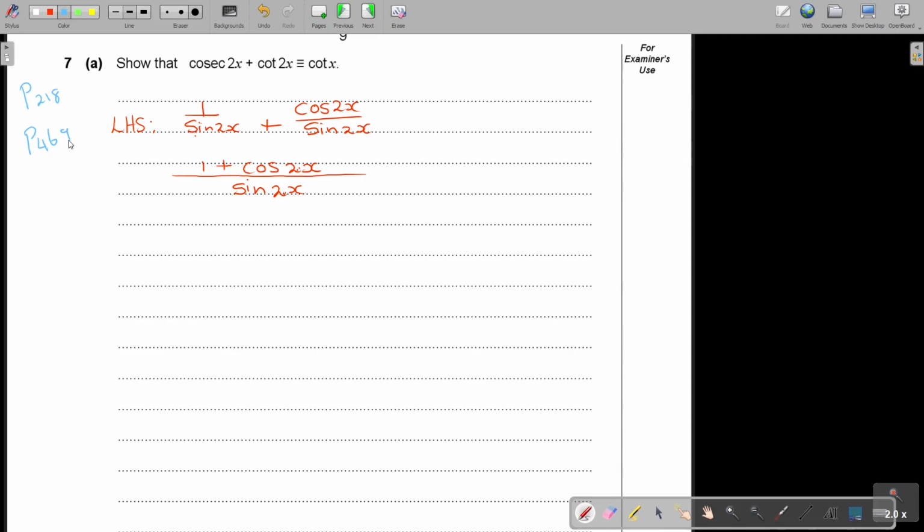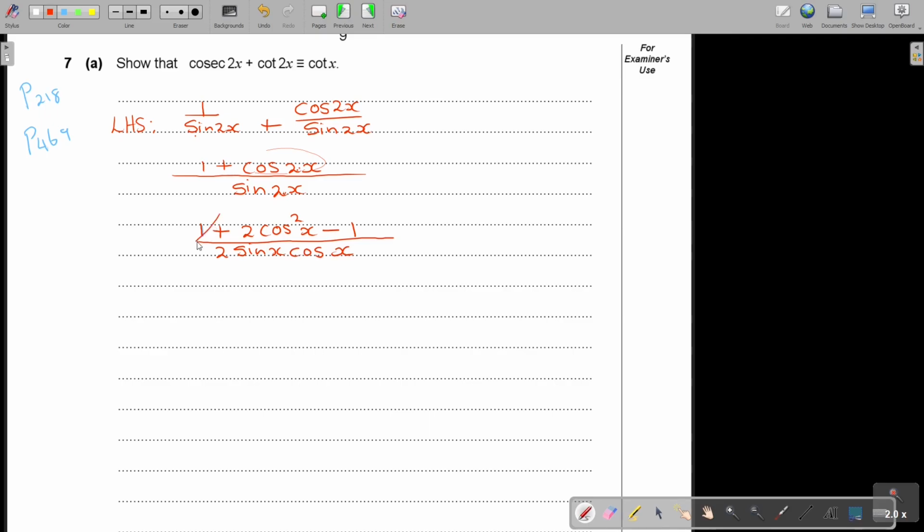Okay, so now I'm going to substitute that. So it's 1 plus 2 cos squared x minus 1. I'm just substituting that. And don't forget that sin 2x is going to be 2 sin x cos x. Don't work with the A's on the formula sheet. The question is in x, so I just substitute the A with an x.